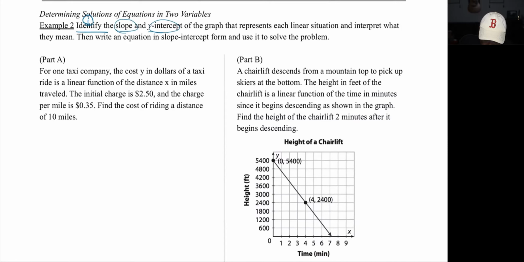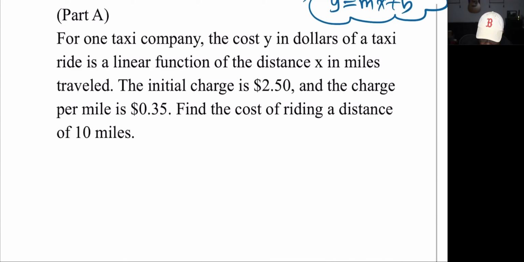It says, for one taxi company, the cost y in dollars of a taxi ride is a linear function of the distance x in miles traveled. The initial charge is $2.50, and the charge per mile is 35 cents. So basically it's 35 cents per mile. And on top of that, it has an additional question. Find the answer to that. Okay, let's do the initial part first.